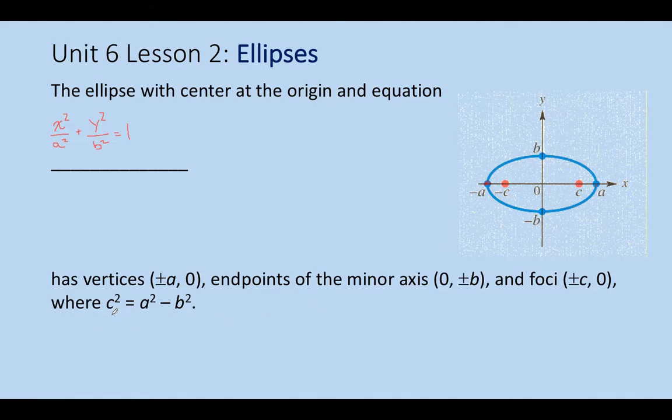The key thing that you need to know is this right here, and that is the distance from the center here to this value right here. Well, that's c squared. C squared is going to be equal to a squared minus b squared. So that's a fairly important thing.